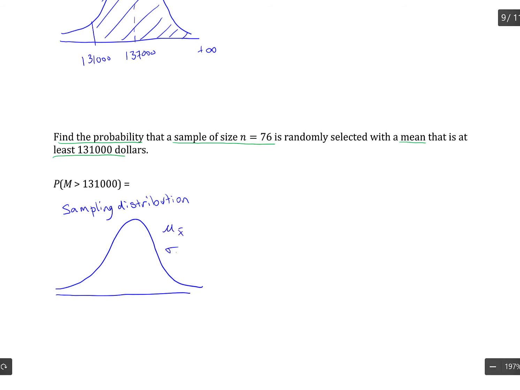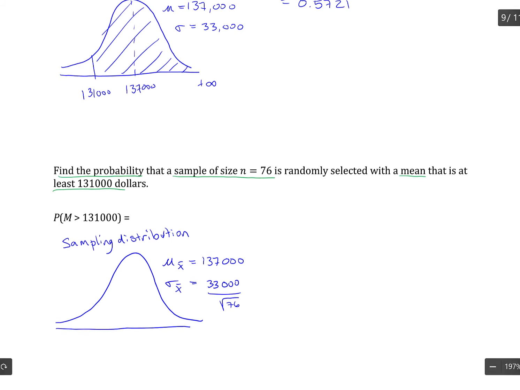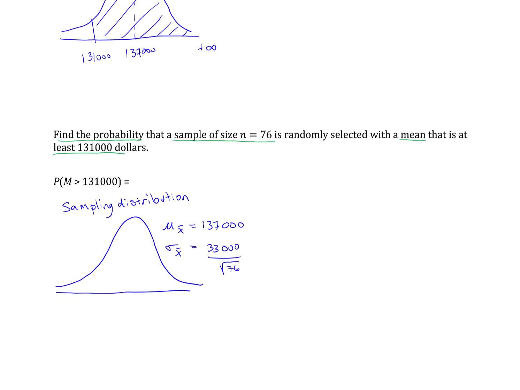The mean and standard deviation of our sampling distribution, we have to come up with those. What's nice is that the mean is unaffected. So the mean of the sampling distribution is the same as the mean of the population. The standard deviation, however, is reduced by a factor of the square root of the sample size that we're drawing. So when I take that into account, that's going to affect my probability.